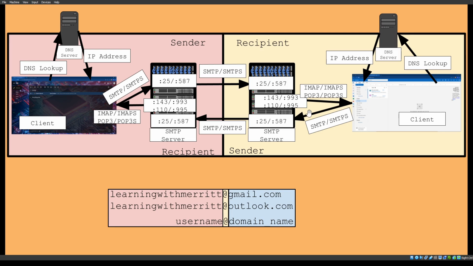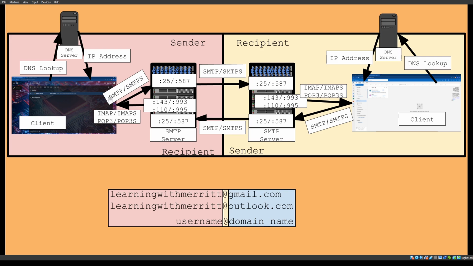Now you use the recipient's address to do that, and part of that address is the domain name. So we're going to do a DNS lookup. We send a DNS lookup to a DNS server, and it returns to us an IP address of where we are going. And now we're going to send that message via SMTP or SMTPS. Traditionally now we use SMTPS all the time because we want encrypted traffic, right?